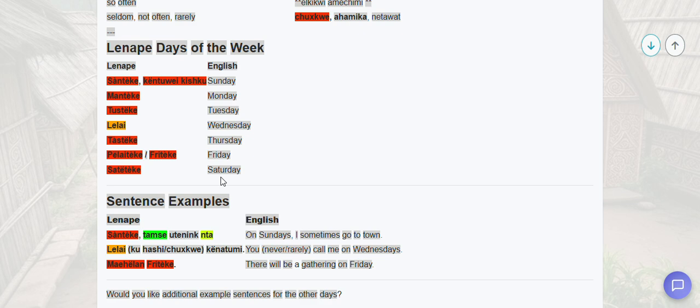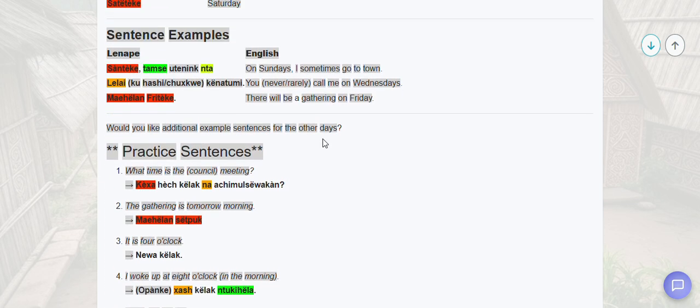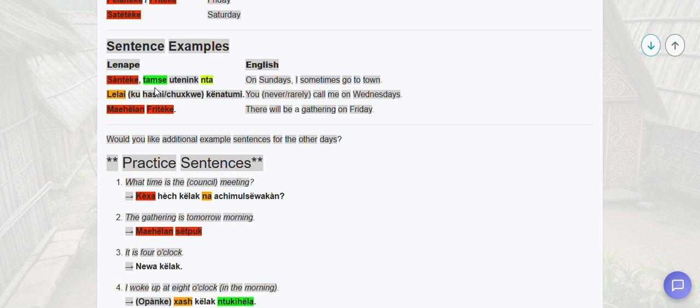So satuteke and all these other days of the week, these are all the same in Ontario, Delaware, as well as the Talking Lenape dictionary. So it doesn't matter where you speak Lenape, the days of the week are always going to be these same words. Then we have some examples here. So Santuke, Tom se utenink nta. On Sundays, I sometimes go to town.